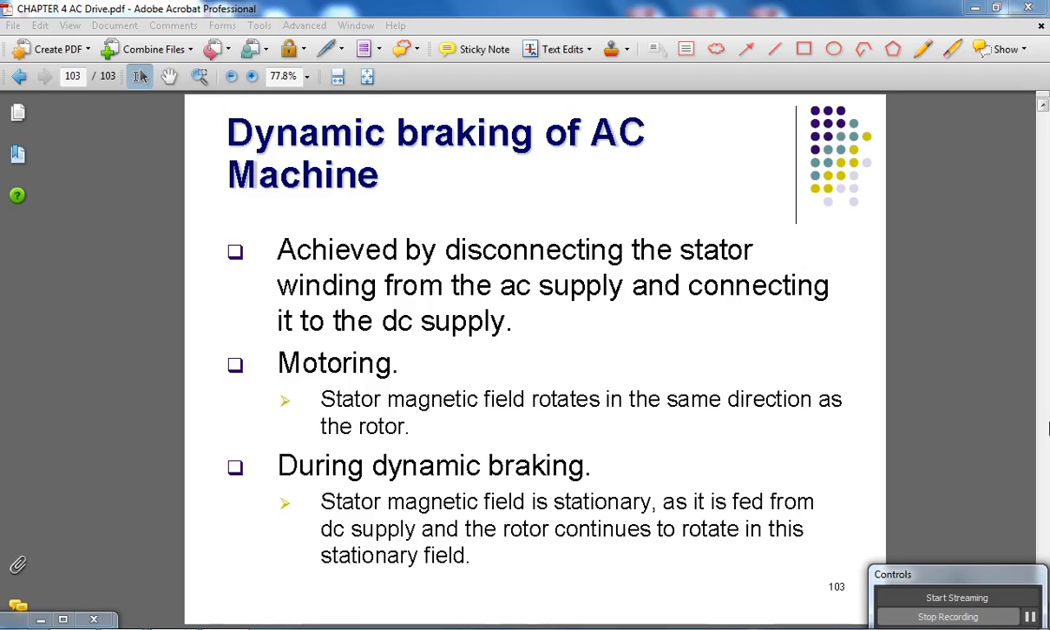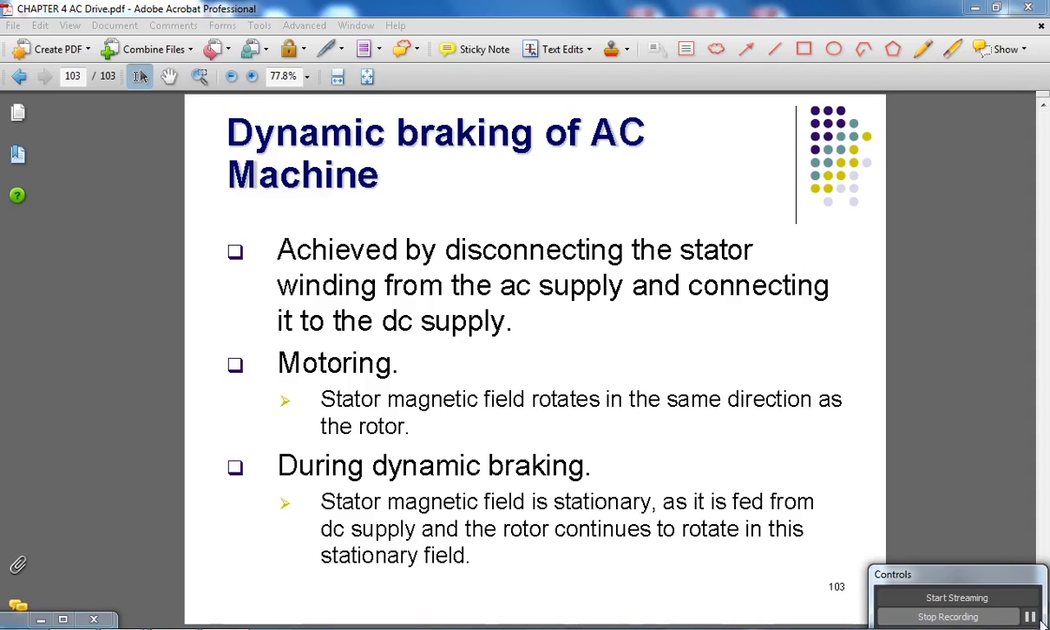Finally, the third type of braking is dynamic braking. In this case, we are looking into the technique of DC injection. The dynamic braking is achieved by disconnecting the stator winding from the AC supply and connecting it to the DC supply.